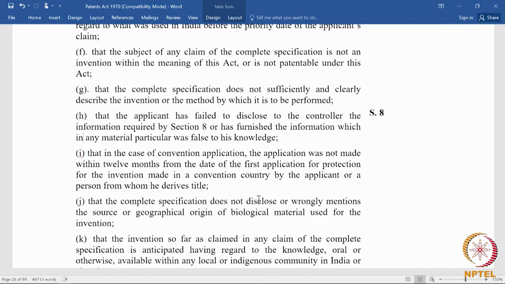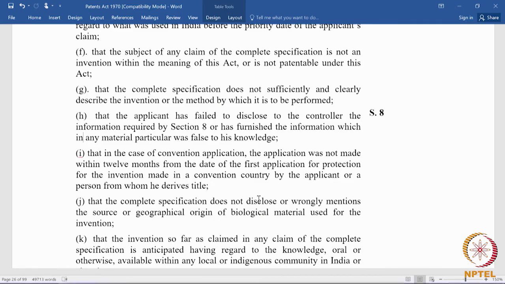The analogy is similar to what we saw in section 9(1). If a provisional specification is filed, if it is not followed within 12 months by a complete, the provisional is treated as abandoned. If a complete is filed after 12 months, the complete will not get the benefit of the provisional because the provisional is treated as abandoned. In the same way, a convention application has to be followed by an application in India within 12 months. If the 12-month period is not maintained, that can be a ground for challenge.